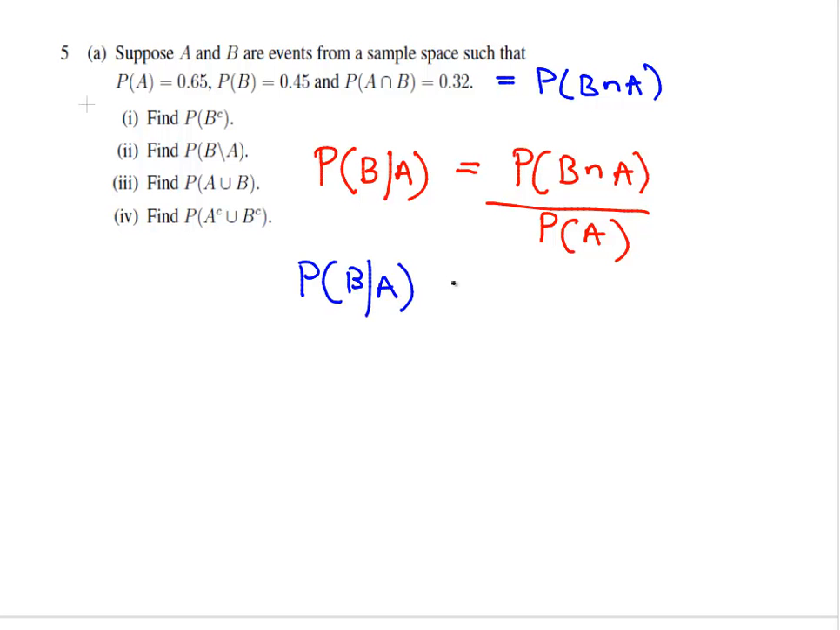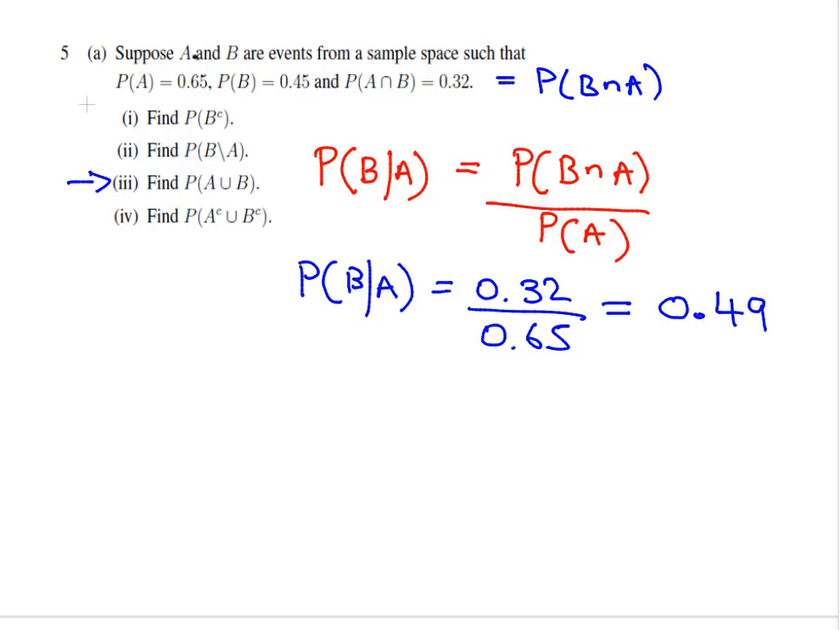Probability of B given A equals 0.32 divided by 0.65, and that's more or less 0.49. It's just slightly less than 50%, and just rounded to 2 decimal places. So that's the probability of B given A. So we're on to the third one now.